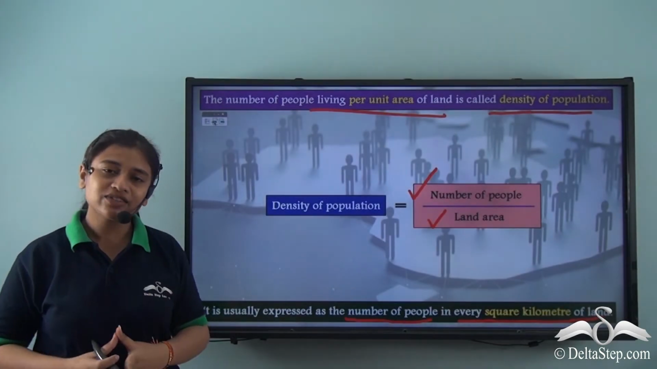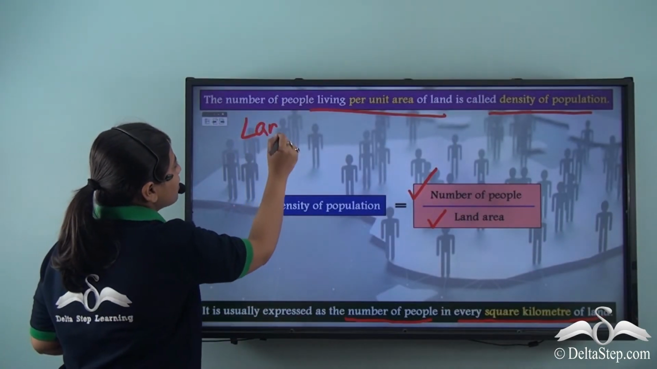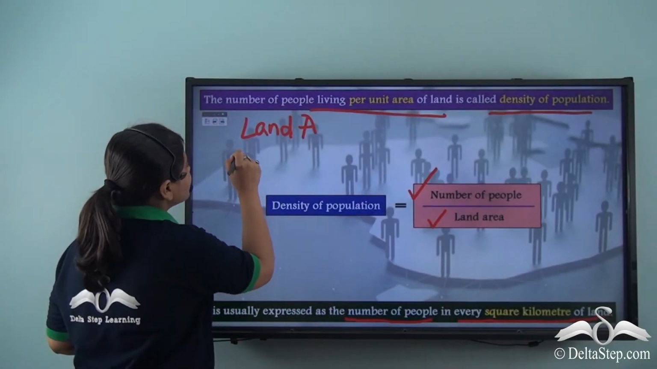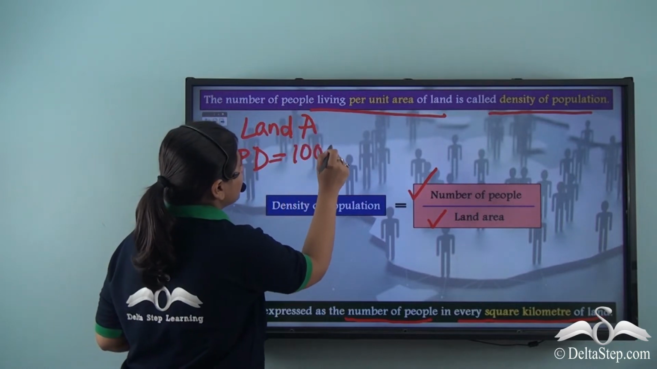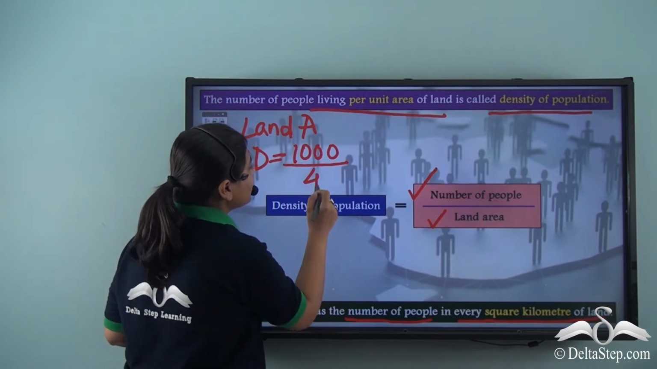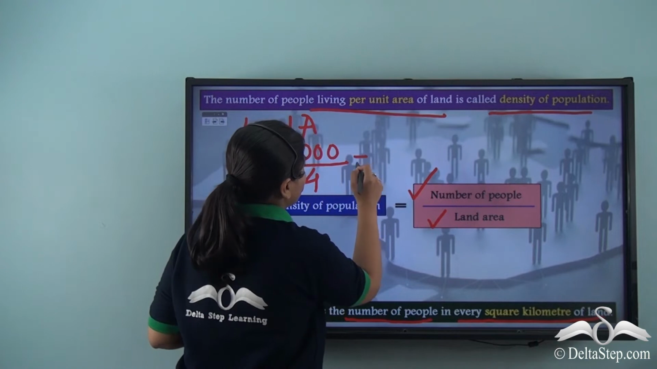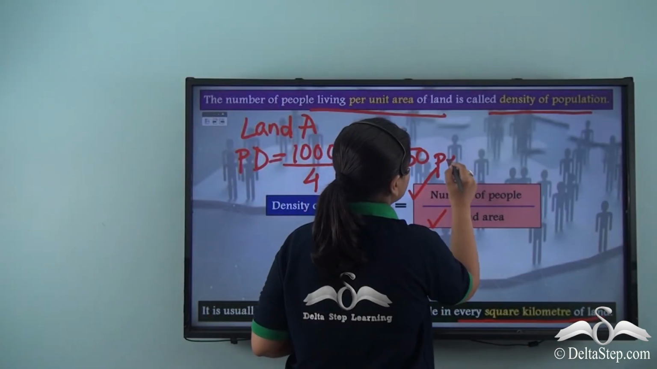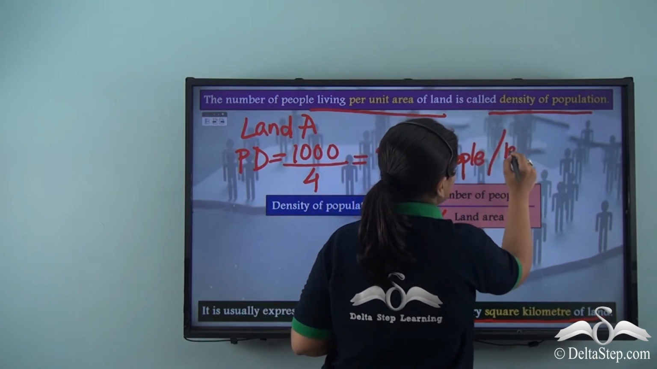So if we go back to the example, for land A, the population density will be the population of land A, that is 1000, divided by the area, that is 4 kilometers square. So we get 250 people per square kilometer.